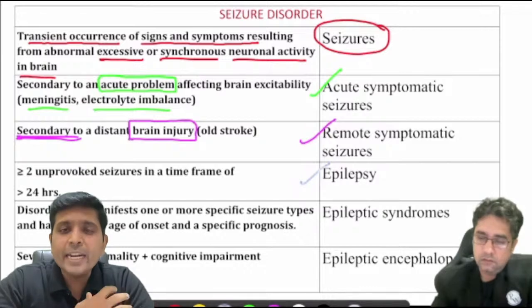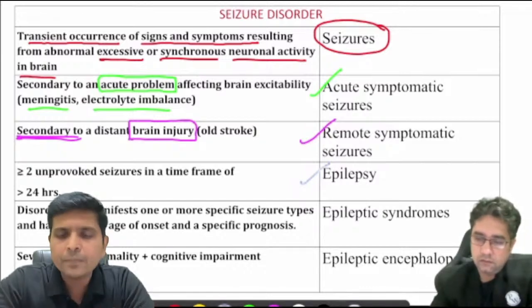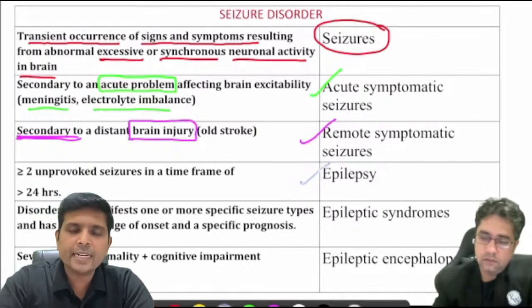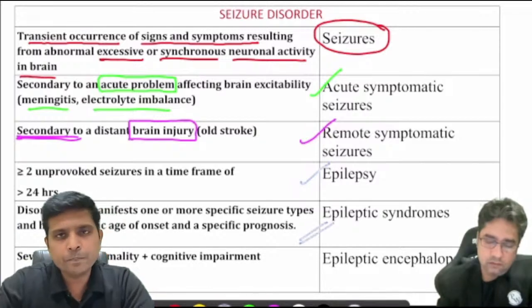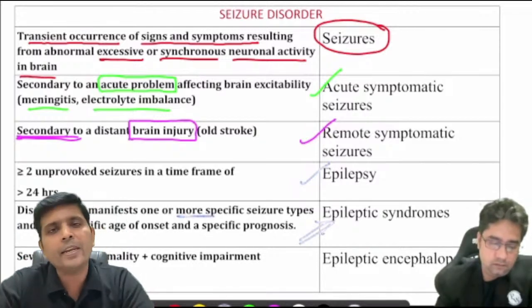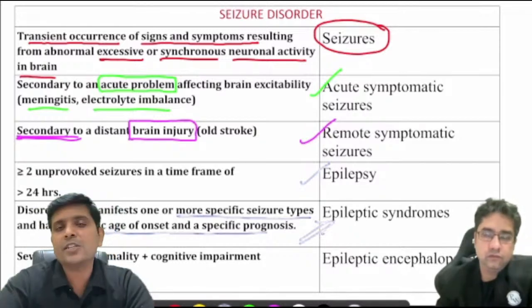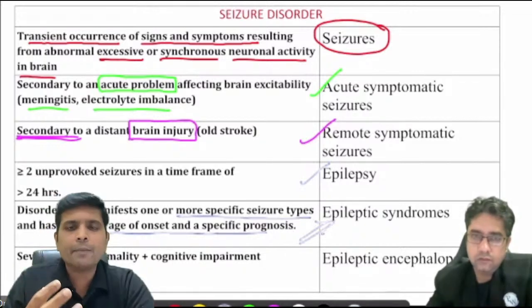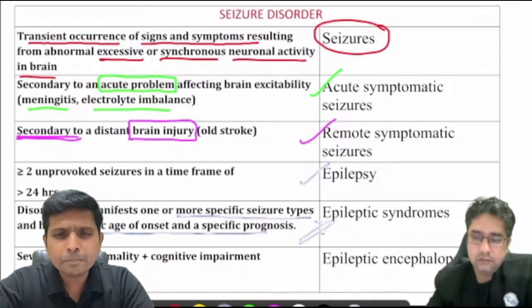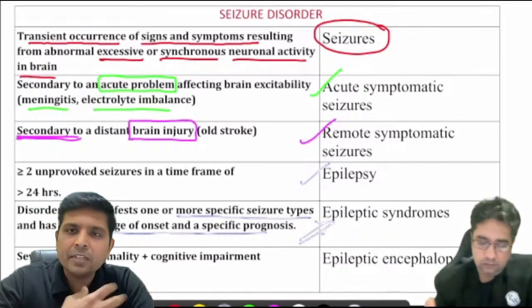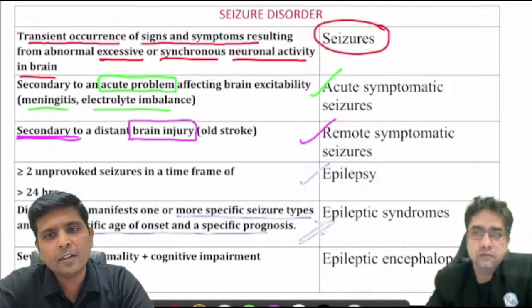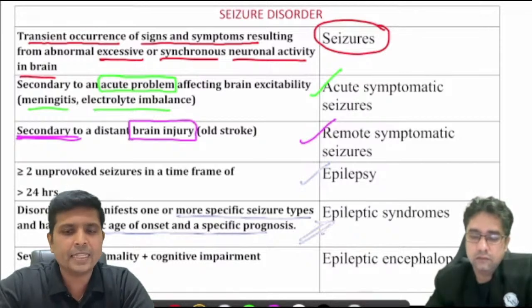And then you need to know what is an epileptic syndrome and what is an epileptic encephalopathy. Epileptic syndrome means it occurs at a specific age of onset. Some seizures occur in the infantile period, some in the newborn period, some can occur in the childhood period. So it has a specific age of onset, and the seizure type will be specific for each syndrome. For example, in West syndrome, you will have infantile spasms. In Lennox-Gastaut syndrome, you will have generalized tonic-clonic convulsions, like that.